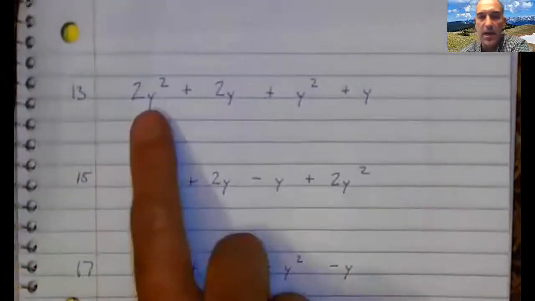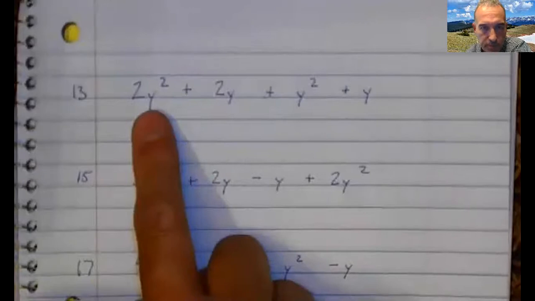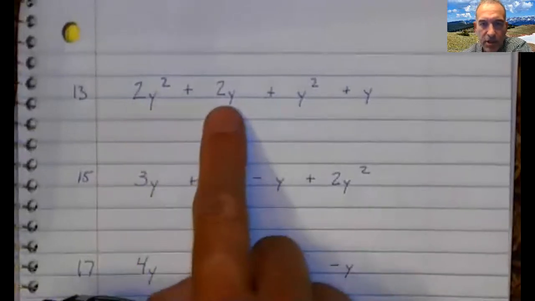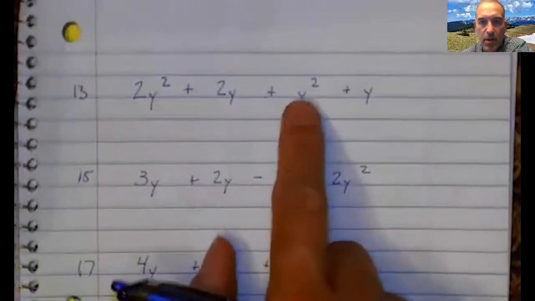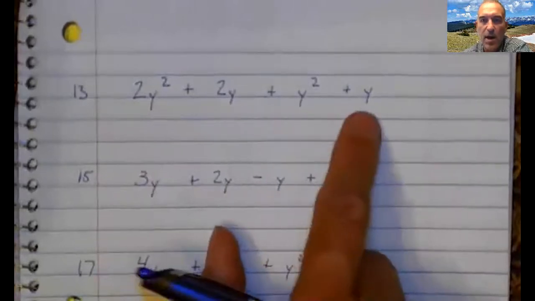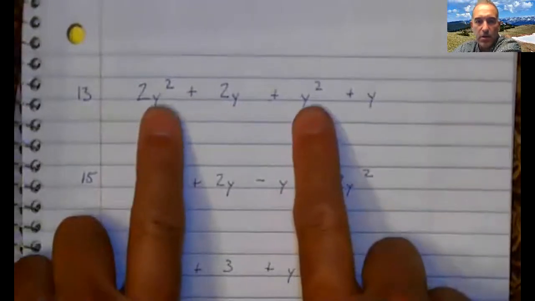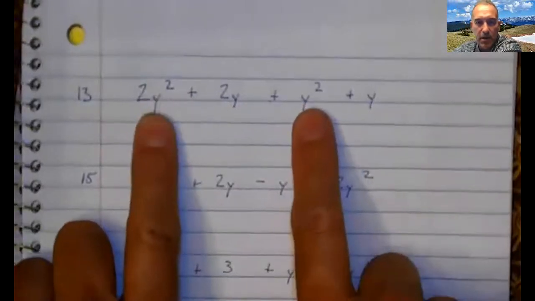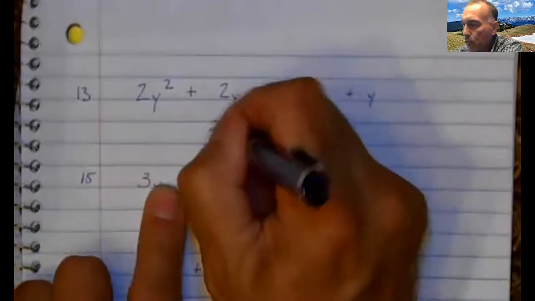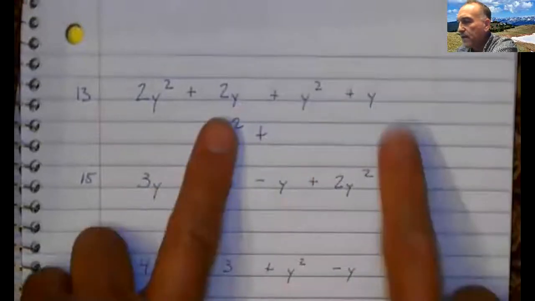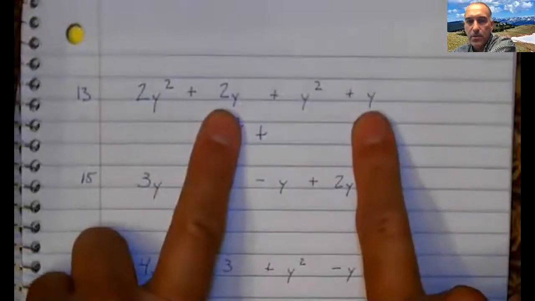Look at this. They're getting harder. I see 2y squared, a y by itself. I see y squared again, and I see a y by itself. Notice the y squared are similar. These guys are similar here. Therefore, I have 3y squared plus 3y. Do you see 3y? Yes, you do.